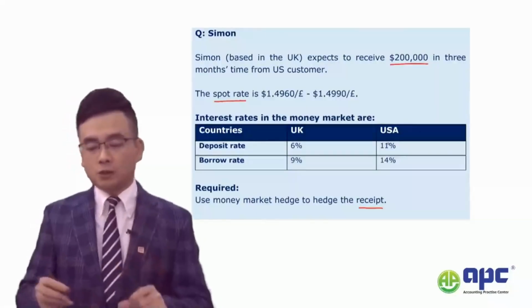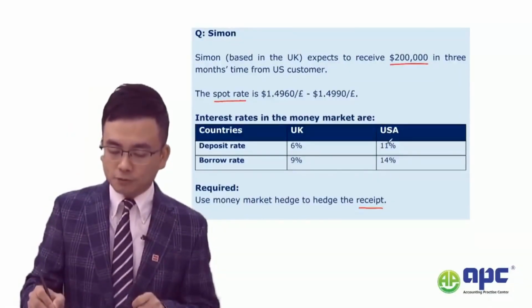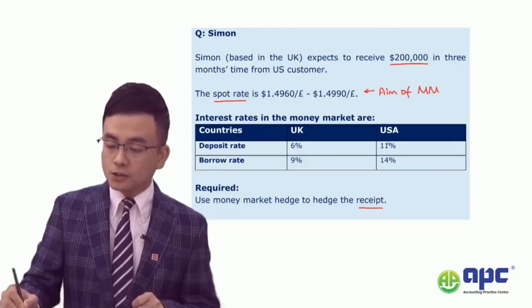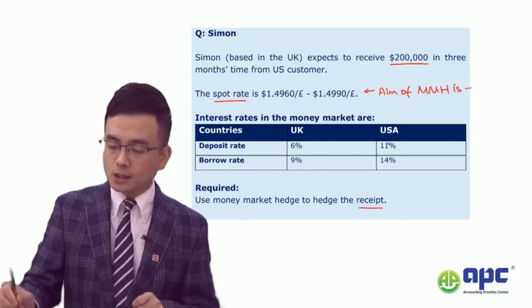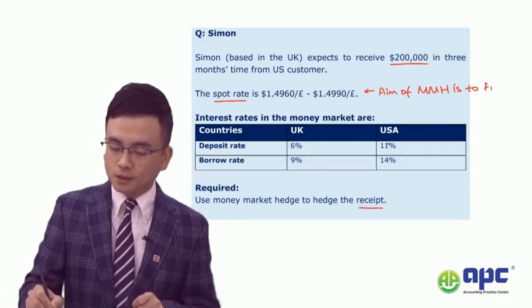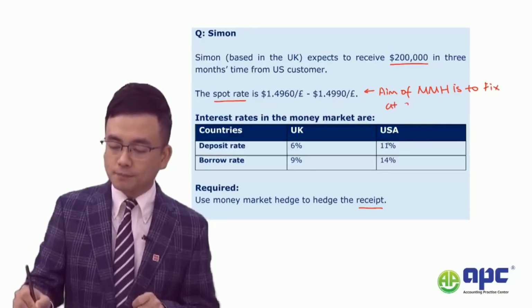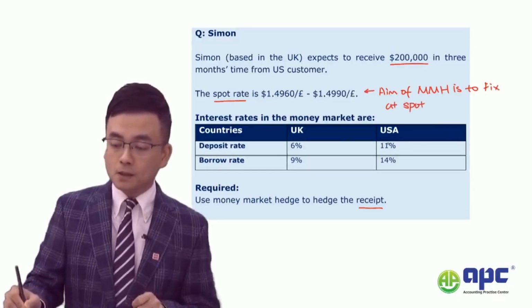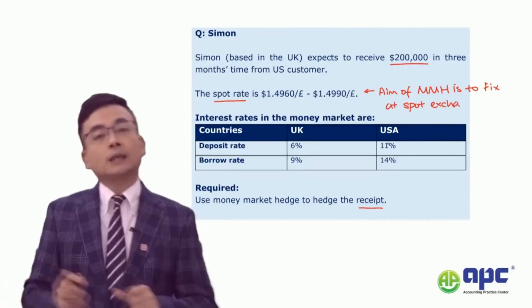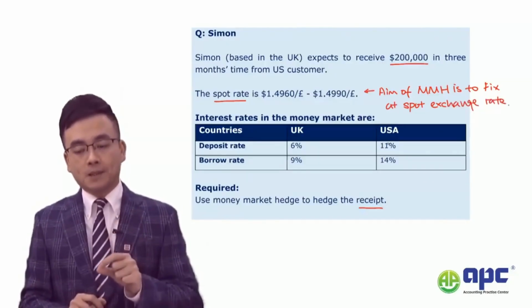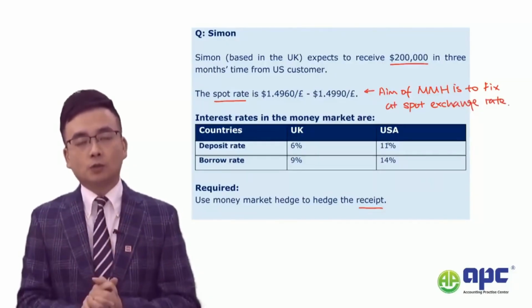Now, the aim of the money market hedge, or MMH, is to fix at the current spot exchange rate. That's it. We're going to be locking the future exchange rate into today. And that's the aim of the money market hedge.